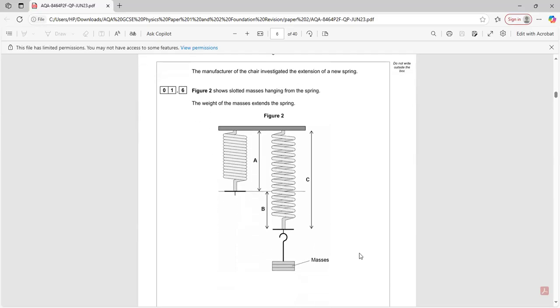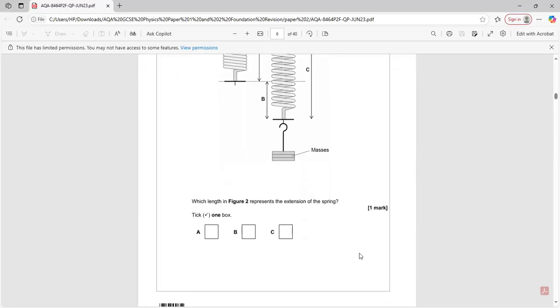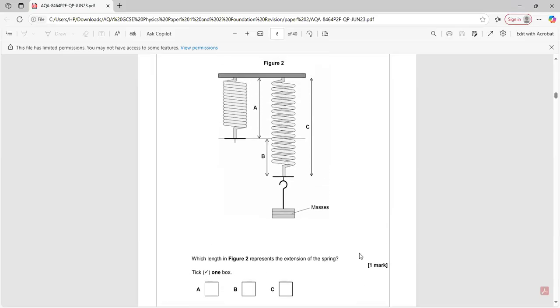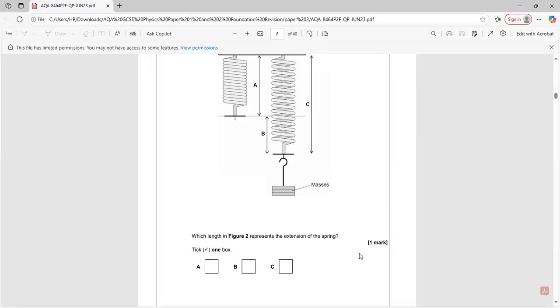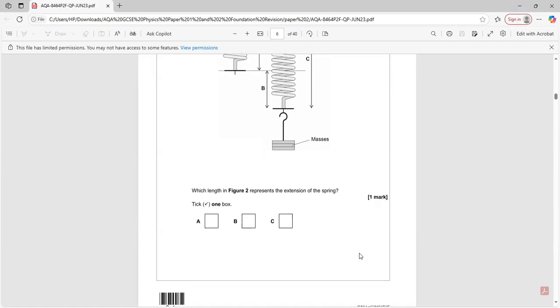Okay, the manufacturer of the chair investigated the extension of a new spring, and it says figure 2 shows slotted masses hanging from the spring. The weight of the masses extends the spring. Okay, so what is the question? It says which length in figure 2 represents the extension of the spring. The extension is simply the difference between its original length and its new length. I mean, there's no big deal. So that's B. Okay, do you agree with that?